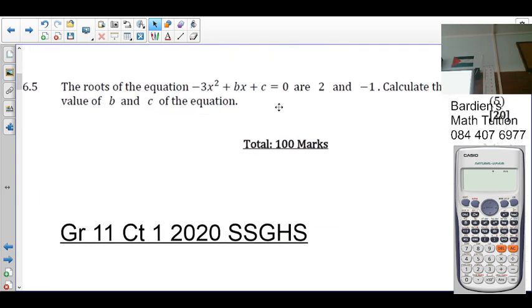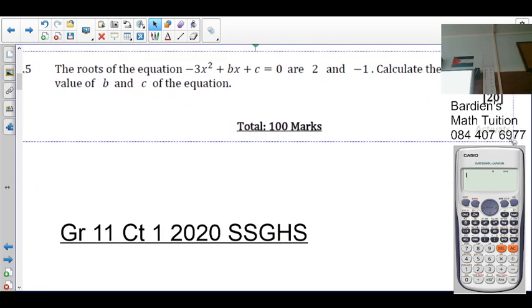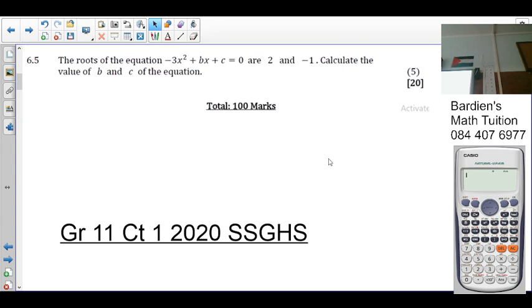You've got the next question. It says here, the roots of the equation 3x squared plus bx plus c equals 0 are 2 and negative 1. Calculate the values of b and c. People, what are roots? Roots are solutions to the equation, like your x values here in this case. So in other words, x is equal to 2.